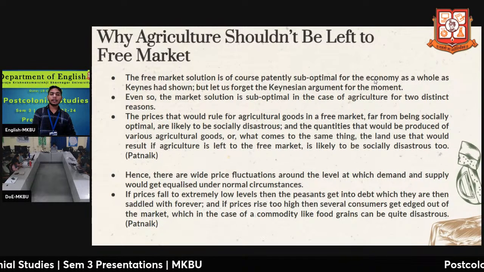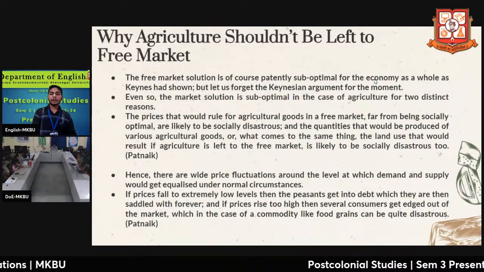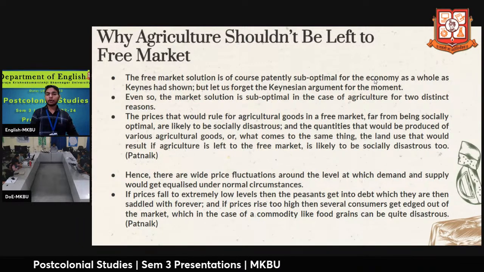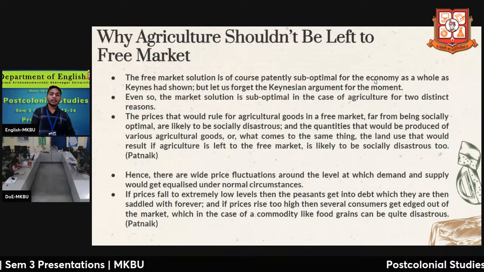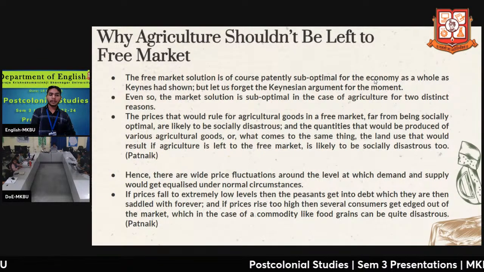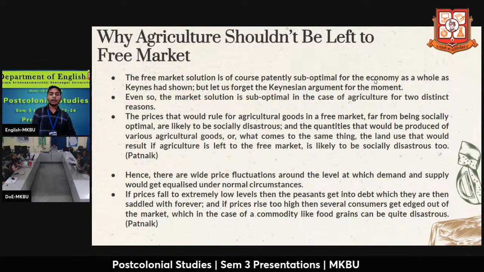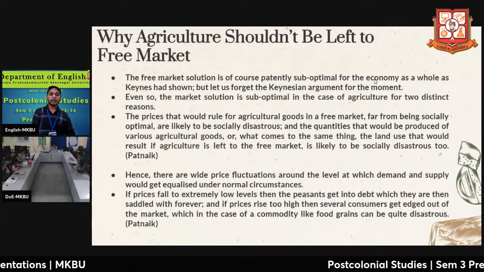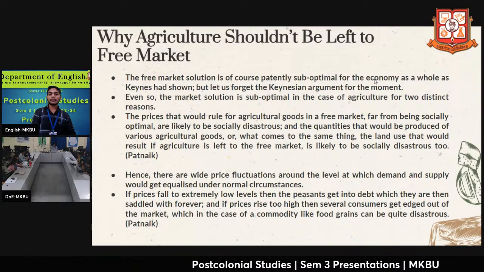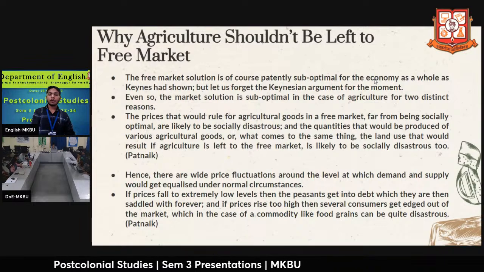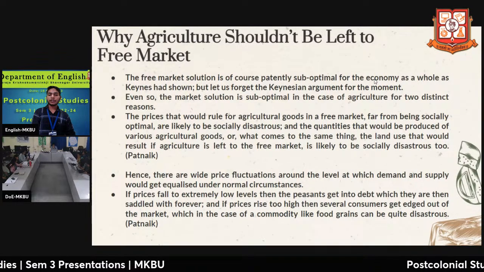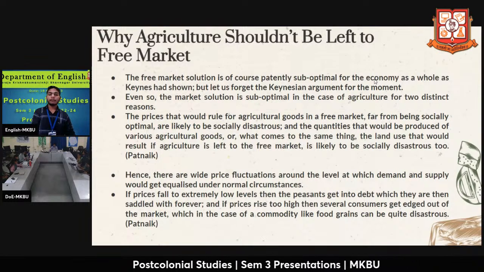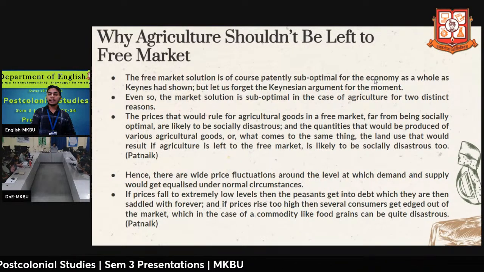The free market solution is, of course, patently suboptimal for the economy as a whole, as Keynes had shown. But let us forget the Keynes argument for the moment. Even so, the market solution is suboptimal in the case of agriculture for two distinct reasons. The first is the price that would rule for agricultural goods in a free market, far from being socially optimal, is likely to be socially disastrous, and the quantity that would be produced of various agricultural goods, or what comes to the same thing, the land use that would result if agriculture is left to the free market, is likely to be socially disastrous too.